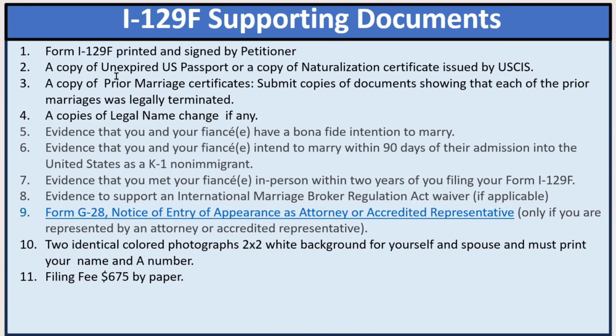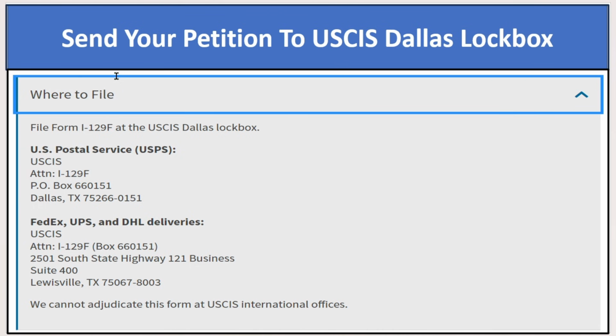This is the supporting documents that you need to submit with the I-129F. Then you need to send it to the USCIS Dallas lockbox. If you use the postal service, you send it to this address right here. And if you use FedEx, UPS, or DHL deliveries, you use this address right here.